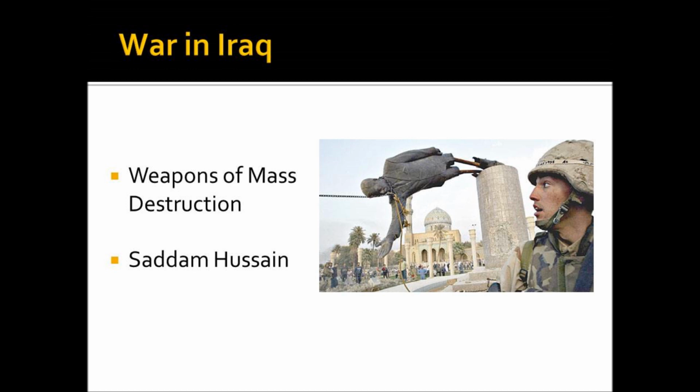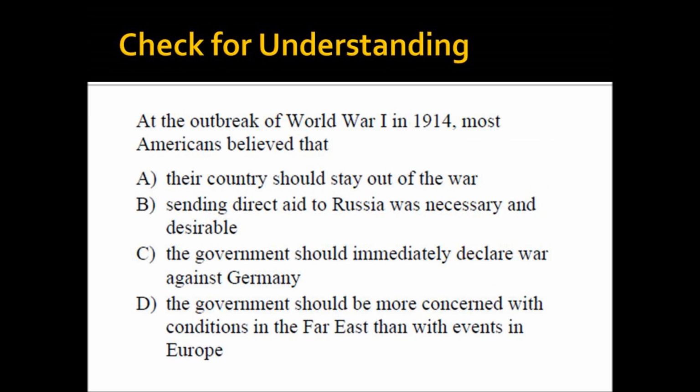Our last check for understanding. At the outbreak of World War I in 1914, most Americans believed that A. their country should stay out of the war, B. sending direct aid to Russia was necessary and desirable, C. the government should immediately declare war against Germany, or D. the government should be more concerned with conditions in the Far East than with events in Europe.